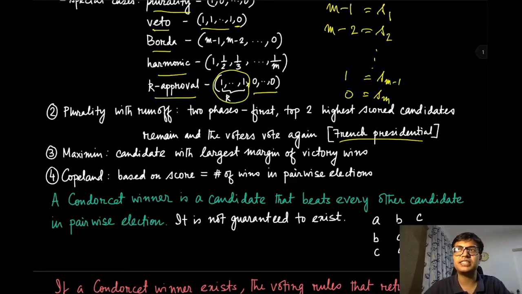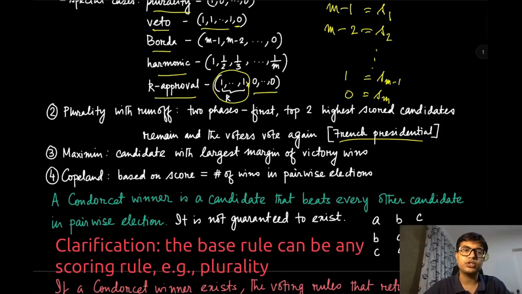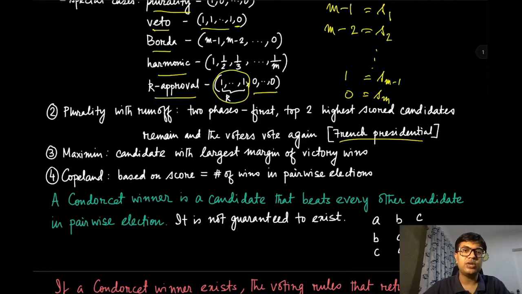In some sense, this is the closest opposing candidate whose votes can be altered. So let's say A was beating its closest competitor by a margin of, say, 100 votes, and if those 100 votes could be altered, then you can make the closest competitor the winner. So this is the minimum number of votes needed to change the outcome, and you are trying to find out who has the highest margin. That is the reason why it is called maximin.